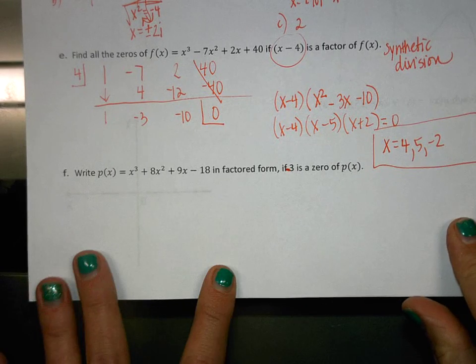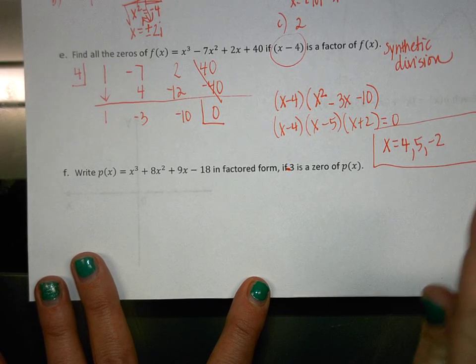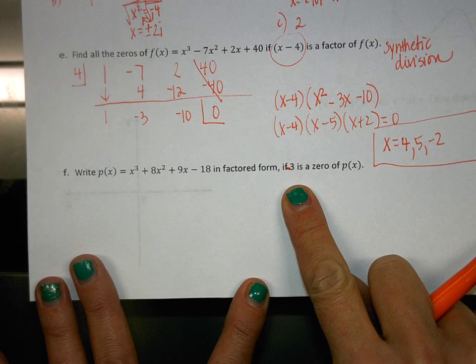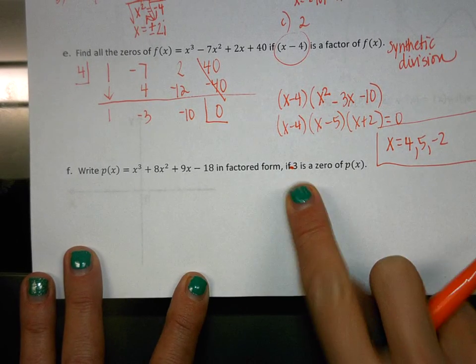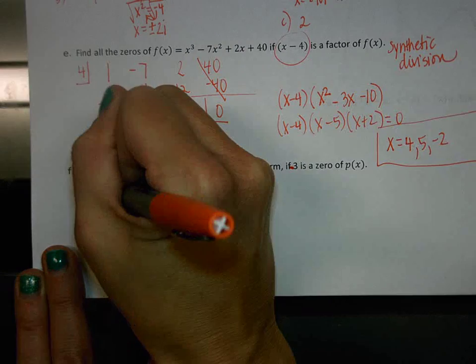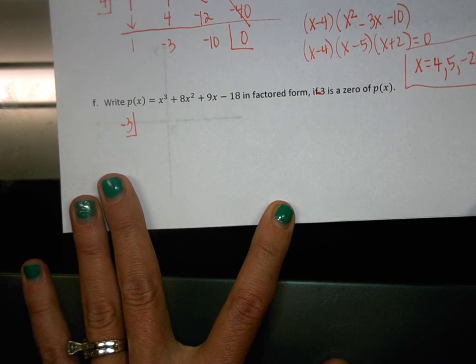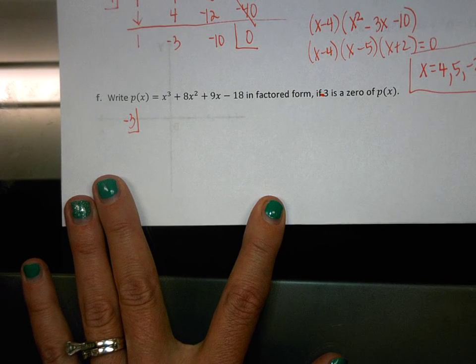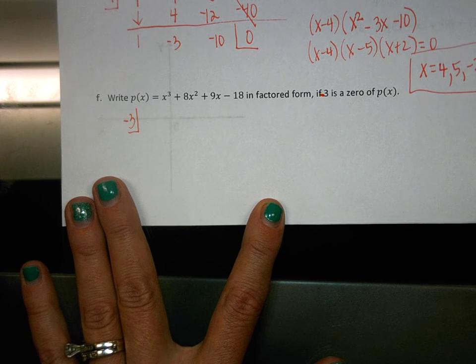Now, you notice on this one, they're telling you that one of the zeros is negative 3. So we don't take the opposite of this number. If they tell you something's a zero, that is the number that you're going to use for your synthetic division. So that's negative 3. Okay. And then we're going to do synthetic division again. And so I'm going to give you a minute here to try this one on your own. Just the synthetic division part.